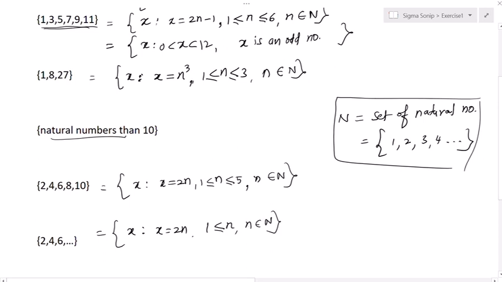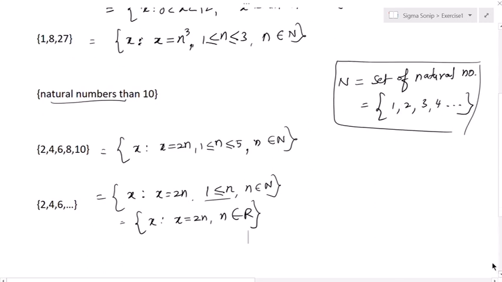So basically it covers everything. 1 less than or equal to n is included in the definition of n, so you don't need to mention that. When you say n is a natural number, it means n is a number starting from 1. N could be any number starting from 1, 2, 3, and so on. Okay, that part done.